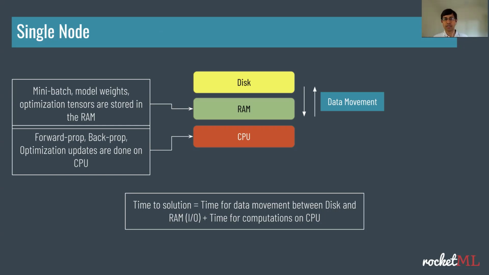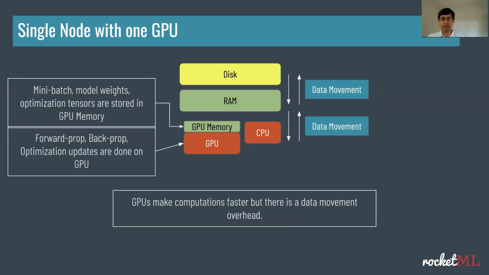This is a basic unit of our operations. And in the context of deep learning, the mini batch, the model weights, and the optimization tensors are the ones stored in the RAM. And the forward propagation, the backprop, and optimization updates are all done on the CPU. Okay, that's where different hardware components are used. So when it comes to time to solution, it is a combination of time for data movement, that is, moving data between the disk and the RAM, which is nothing but I/O time, and time for computations. That is, how much time it takes for forward prop, backprop, and optimization constitutes your time to solution. Okay, so a single node is a disk, RAM, and a CPU, and these are the space and time complexity impacts on the hardware.